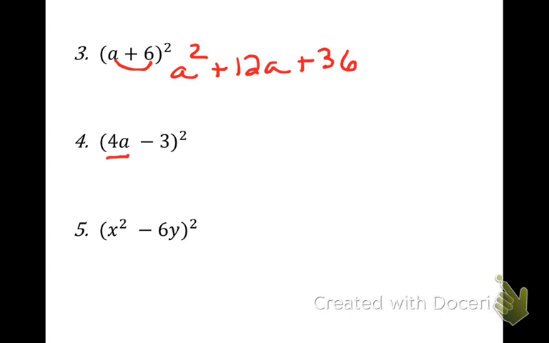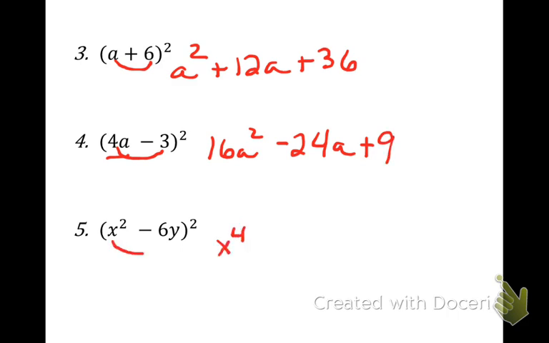Okay, again, square the first, 16a squared. Multiply these two together, negative 12a, doubled would be minus 24a. Square the last, plus 9. Square the first, x to the fourth. Multiply these two together, negative 6x squared y, and double it, and you're going to get minus 12x squared y. And square the last would be plus 36y squared. So don't forget to square the numbers when you're doing these also.